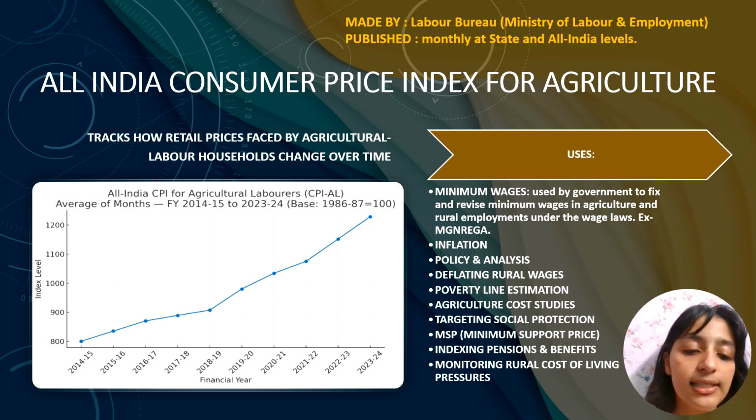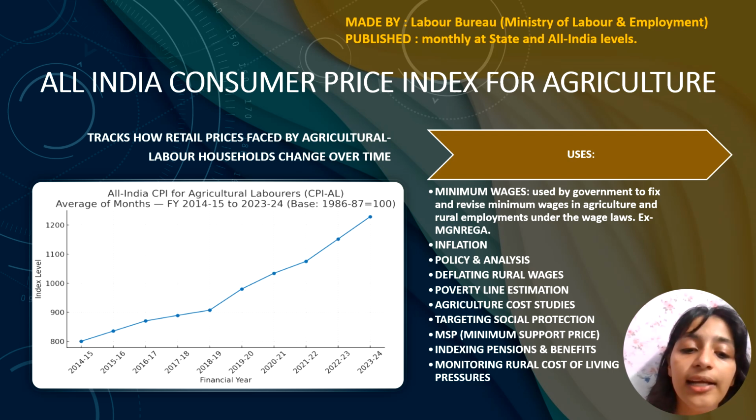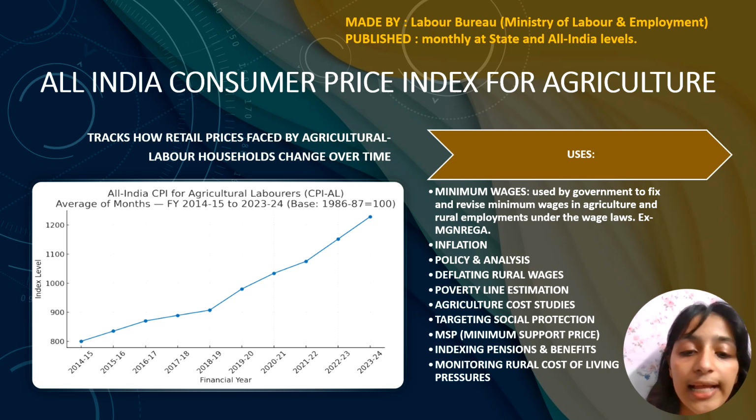In the graph, as you can see, the starting point of the axis was at 800 in 2014-15, and it has only ever increased. The rate of increase has slightly varied, and we can see a major change around the lockdown period when COVID-19 happened. It helps us see how the given cost of living compares to a base year.